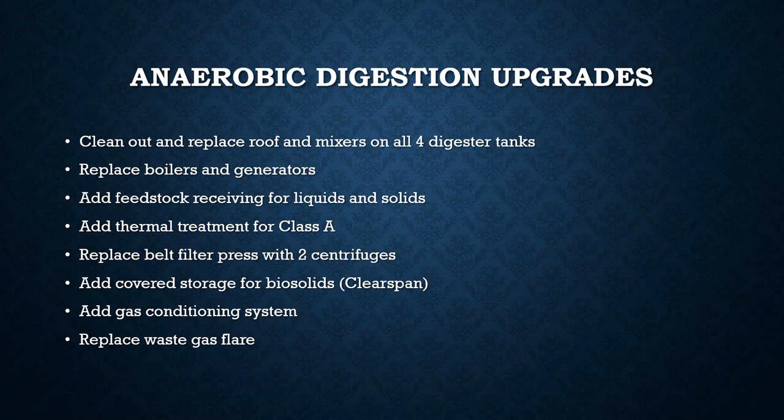All right, the anaerobic digestion upgrades that we're completing here. We started with cleaning out and replacing the roof and mixers on all four digester tanks. Three of those roofs are fixed roof, and the fourth one is a membrane roof to contain the methane gas that we're going to produce and are producing. We also replaced our boilers and generators with two new boilers and two new generators. We added a feedstock receiving for liquids and solids so we can bring material from outside the plant into the plant to upgrade or boost our methane production.